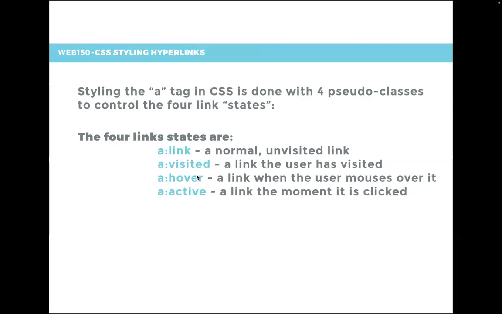A visited state is the way the link looks when it's been clicked on. Hover is the way the link looks when you're hovering your mouse over it. It's oftentimes referred to as a rollover. And the active state is the way the link looks during that brief moment when the user is pressing the mouse down and clicking on the actual link.